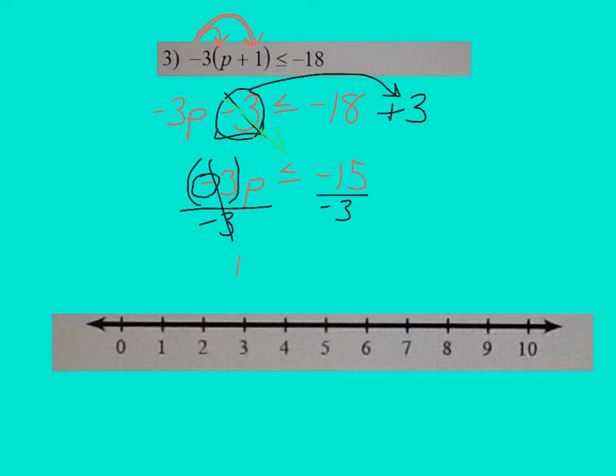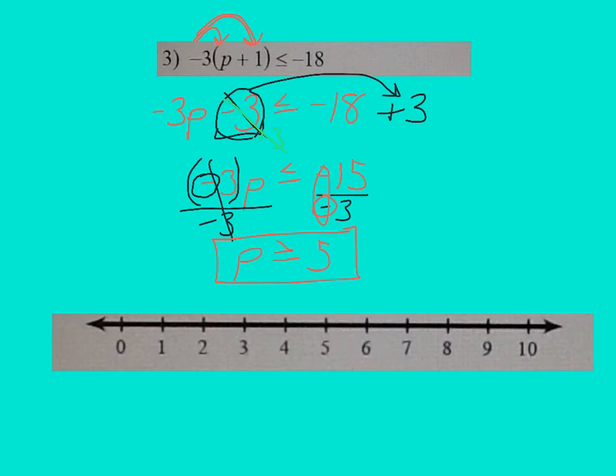So now on the left, I just have the p. I've divided by a negative, so I've got to remember my rule and flip the sign over. Now I have negative divided by negative is a positive number. 15 divided by 3 is 5. There is our algebraic solution.